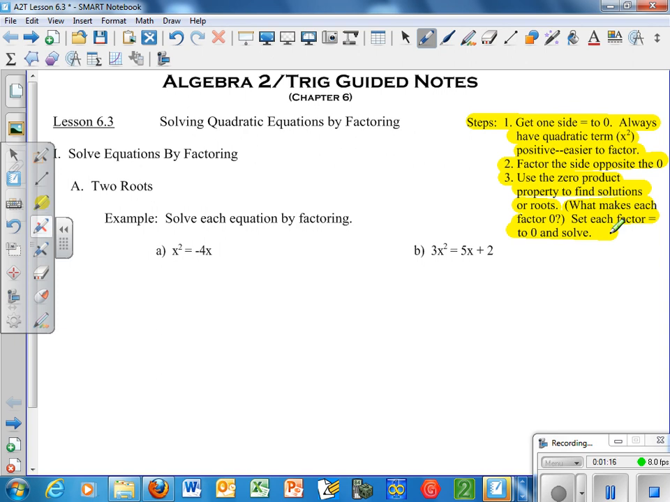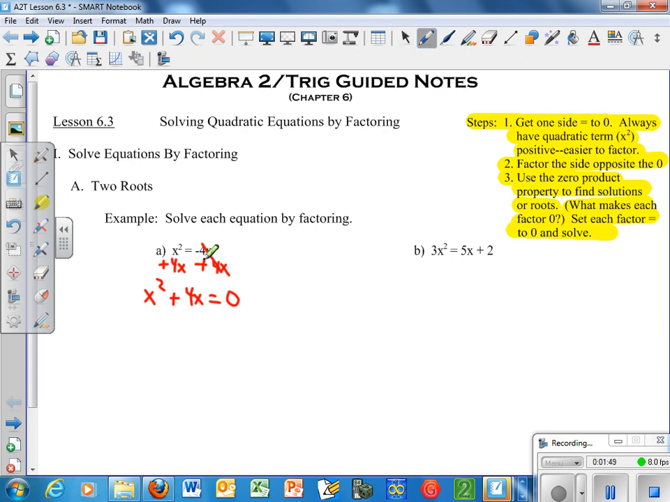So if we look at solving each equation by factoring, you've got x squared equals negative 4x. Okay, always locate your x squared term first. In this case, it's on the left side. It is positive, so I want to leave it there, which means I want to get rid of my minus 4x, which means I want to add 4x to both sides. So I'm making the right-hand side 0. So I have x squared plus 4x on the left-hand side is equal to 0.